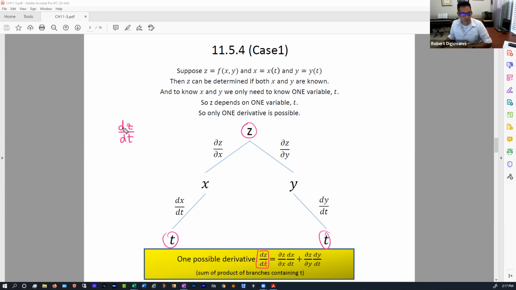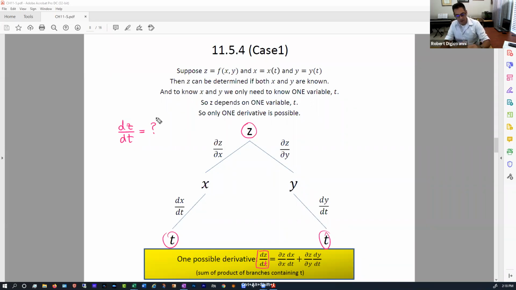And notice those are not partials. They're not partials because they do not depend on two different things. You don't have to hold anything constant here. Nothing ever has to be held constant. So the question is, what is it? Okay, and this is where it's new. What is dz/dt if we have this relationship?